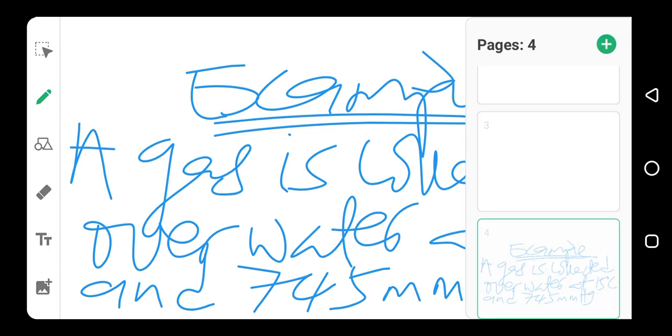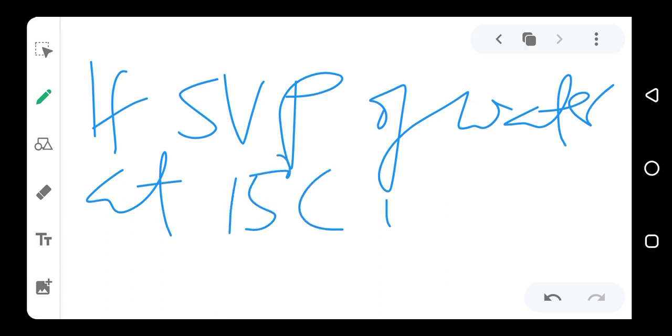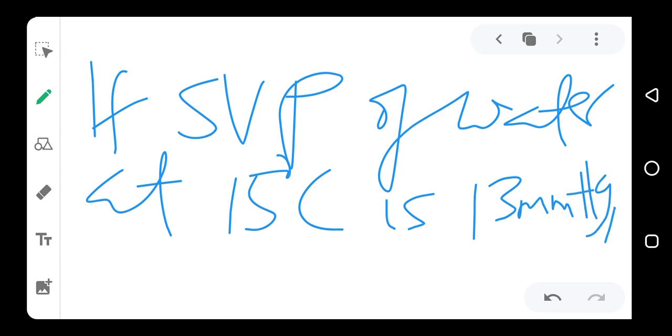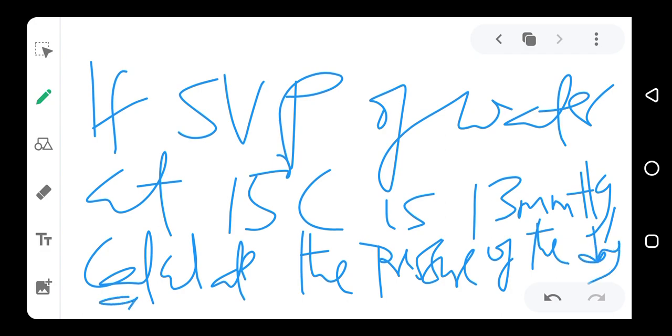Now, if the saturated vapor pressure, SVP, of water at 15 degrees Celsius is 30 millimeter mercury, calculate the pressure of the dry gas.